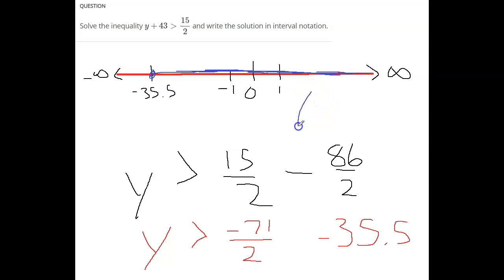So to write my interval notation, I know my largest stopping spot is infinity. It can keep going on and on, larger and larger. I always use parentheses with infinity. The smallest number it can be is negative 71 halves, negative 71 over 2. But it can't actually be that. It has to be greater than that. That's just the stopping spot. So because I have a greater than, instead of a greater than or equal to, I use parentheses again for both sides here of this interval.